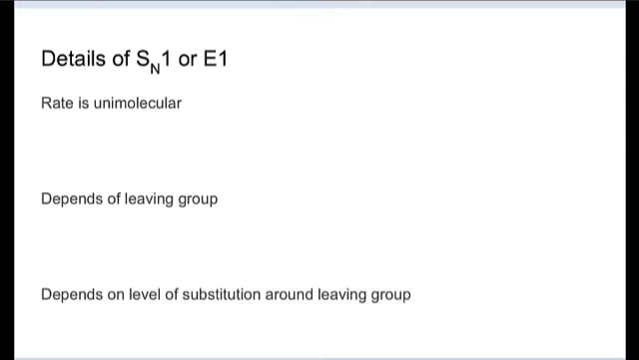So some details of the unimolecular types of reactions. So the one here means unimolecular. So both of these are going to be reactions that depend on only one species. So their rate limiting step is going to involve just one of the reactants.